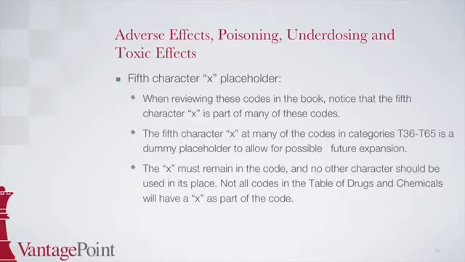For example, if we were to look up accidental poisoning by penicillin, the code in the table of drugs and chemicals is T36.0X1. The X placeholder in the 5th character spot may be replaced by a 1, 2, 3, etc. in the future, as ICD-10 may get more specific as to the type of penicillin poisoning, such as oral versus IV use. Remember, the X must remain in the code and no other character should be used in its place.